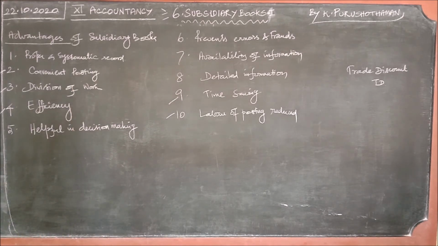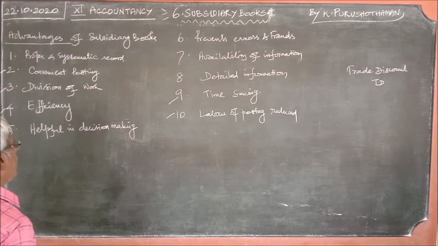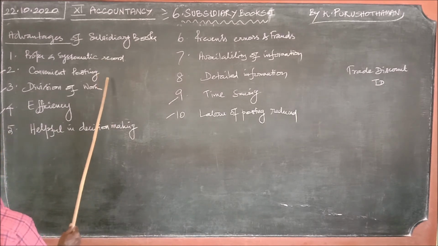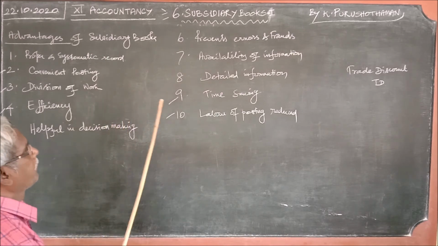Then only if we know the amount of purchase, the amount of sales, and what is the profit earned, what is the revenue of the business, if we know all those things, we can decide something. So to take some decision in the business, these subsidiary books are useful.